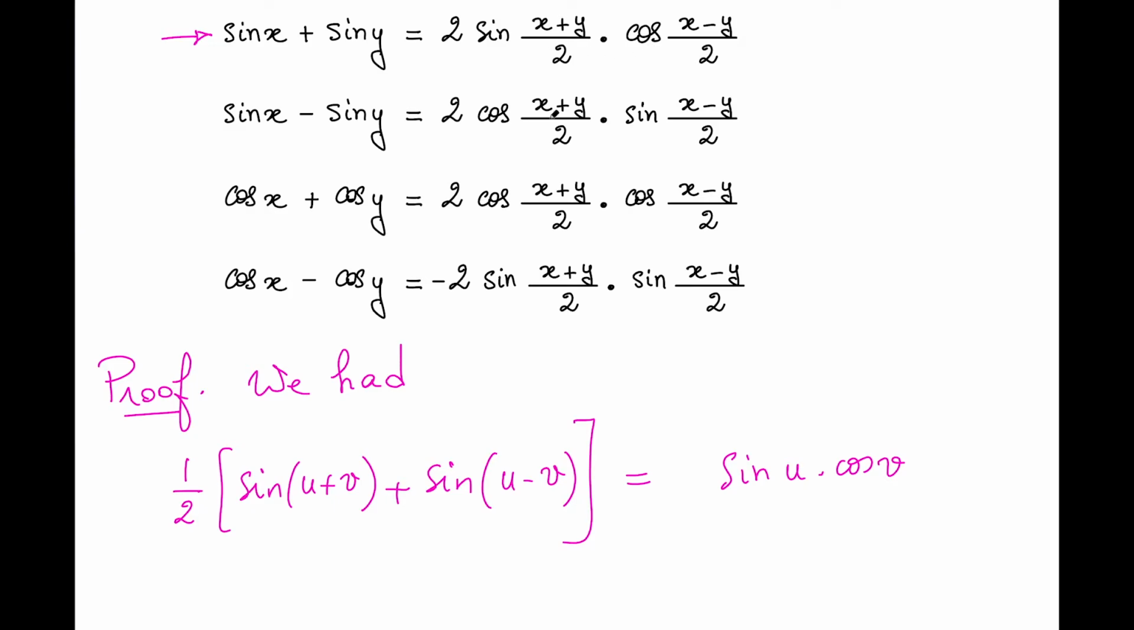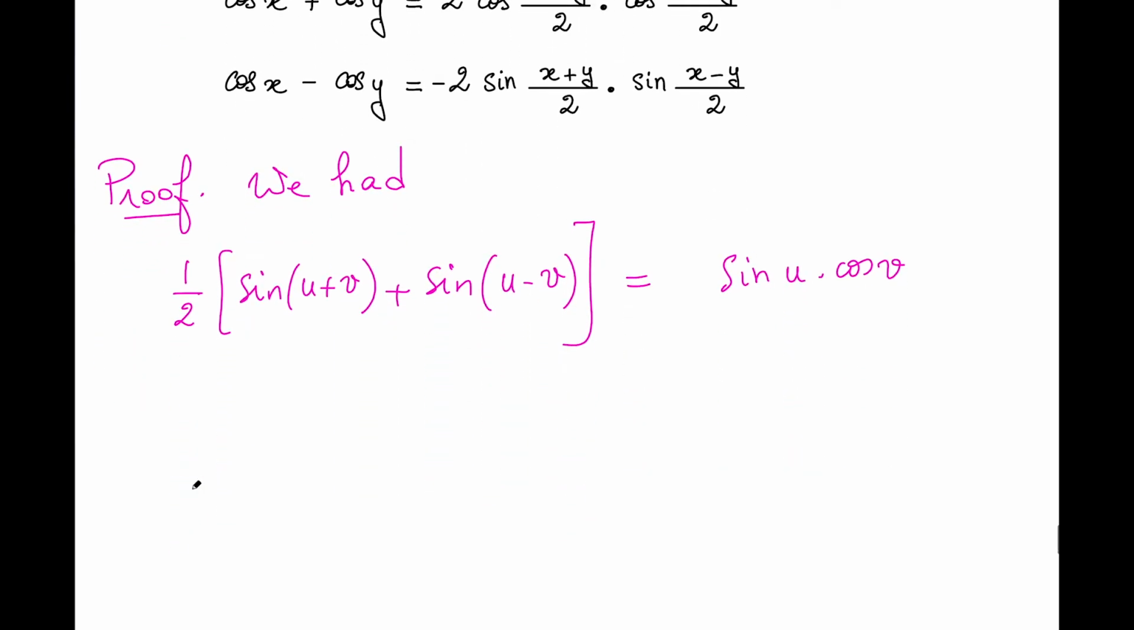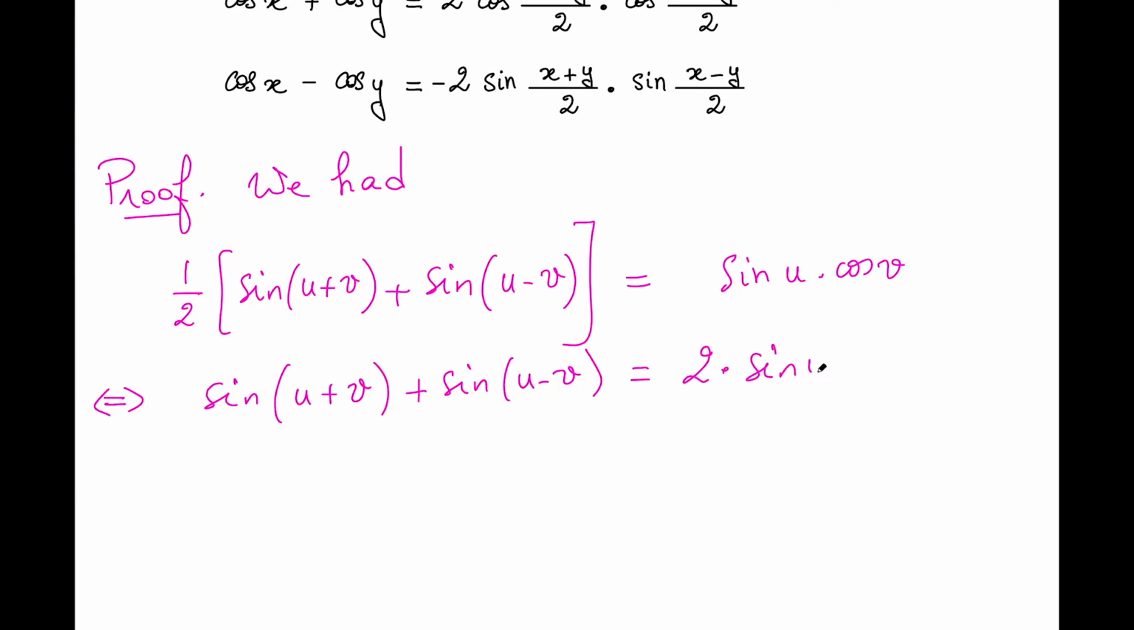Yes? And as I said, don't worry about the half, because if you multiply by 2, let's actually write it. If you multiply by 2, you get sine of u plus v plus sine of u minus v is equal to 2 times sine of u times cosine of v. Again, what did I do here?